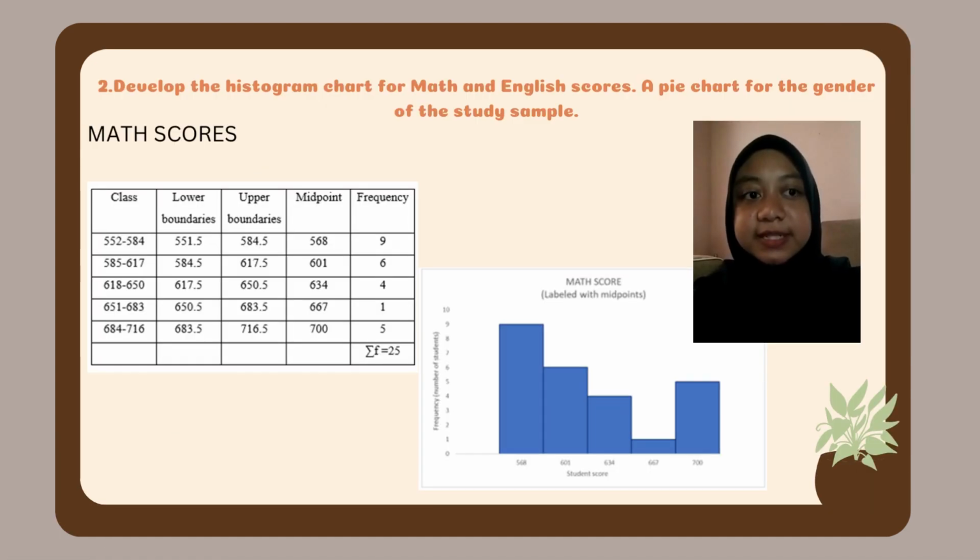Number 2: Develop the histogram chart for math and English scores, and a pie chart for the gender of the study samples. Math scores: using the data from number 1 and adding other data to make a histogram.